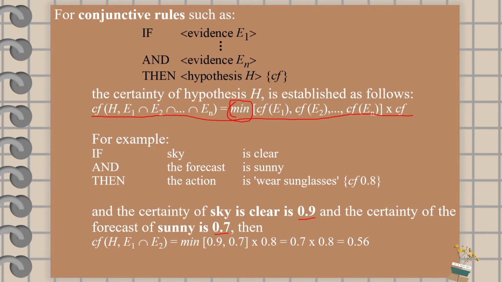Then the certainty factor of hypothesis, evidence 1 and evidence 2 equals minimum. So, as the formula, we are using the minimum value of our evidence. As you can see, the minimum value of our evidence is 0.7. So, 0.7 is used here times the certainty factor, which is 0.8. Then, the answer is 0.56.